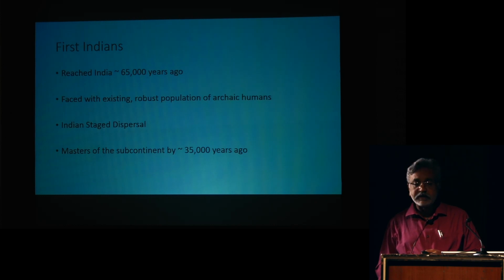So now we turn to the 4 specific migrations that shaped the Indian population as it is now. The book calls the people, the modern humans, who reached India, the first Indians. But when did they reach India? We know from genetics that they moved out of Africa around 70,000 years ago. But when did they reach India?